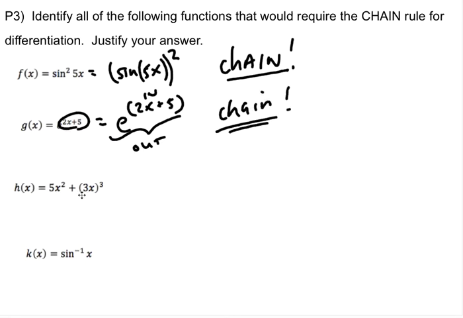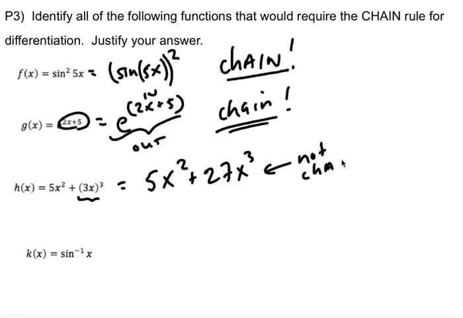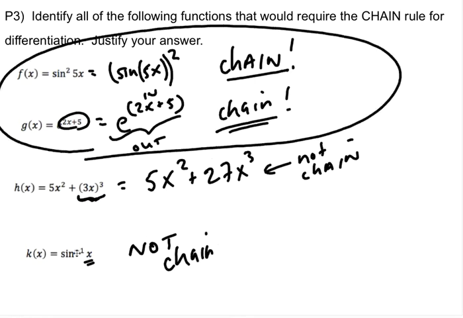Now here, this looks like a chain, but I'm going to argue that it would make way more sense logically to distribute that cube power and make this a 27x cubed, and so now it's not a chain. While you technically could use this as a chain, it doesn't necessarily make sense to do it. And notice that this one only has an x on the inside, so this is also not a chain. So the only two that require the chain rule are the first two. Again, it's when there's a function in your function.